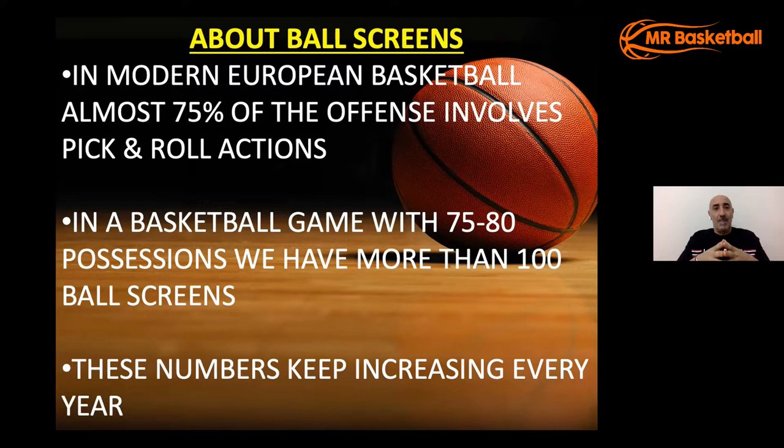In a basketball game, let's say with 75 to 80 possessions, we have more than 100 ball screens. It's very usual to see the big guys sprinting to the ball screen, getting back, diving to the basket, then sprinting again to the ball screen if nothing happens, trying to create a mismatch, a switching situation, or an advantage out of that. And these numbers actually increase every year. So every year, there are more and more ball screen actions involved in a basketball game.